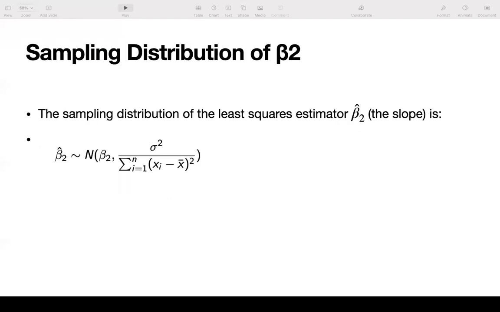So note the sampling distribution of beta 2. The sampling distribution of the least squares estimator beta 2 hat, which is the slope, is such that it is normally distributed with a mean of beta 2, the population parameter, and with a variance of sigma squared divided by the sum of (x_i minus x bar) squared, which is basically the variance of x.